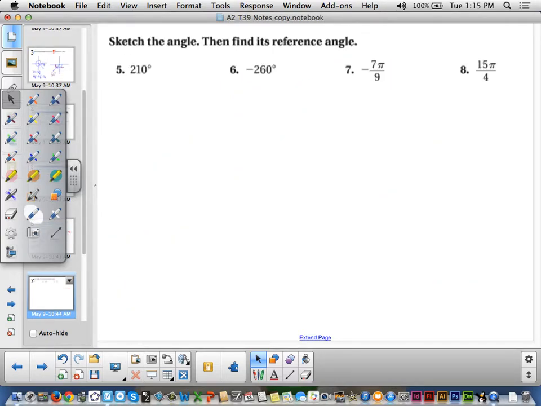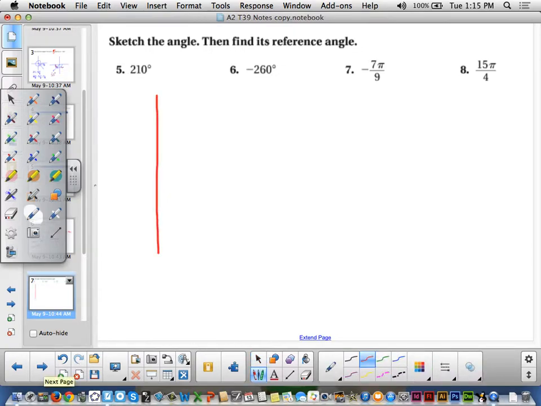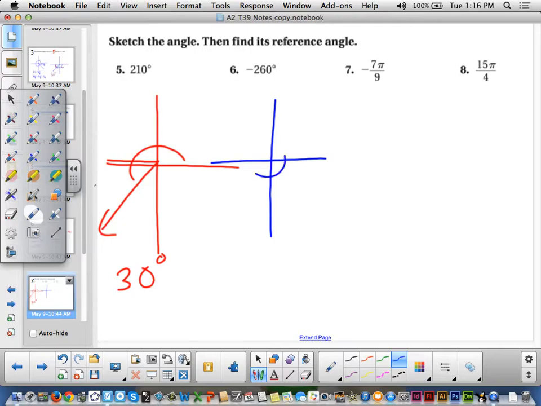All right, sketch the angle, find its reference angle. Pause, try it on your own, and then we'll go through it. All right, 210 is just past 180, so it goes into the third quadrant. How far away from 180 is 210? Well, 210 minus 180 is 30 degrees. All right. Number 6, negative 260 is almost 270, but not quite. Remember, we're going backwards. So how far is it from here? Well, if it was negative 270, it would be 90 away. We're a little bit off. So the reference angle here is 80 degrees.